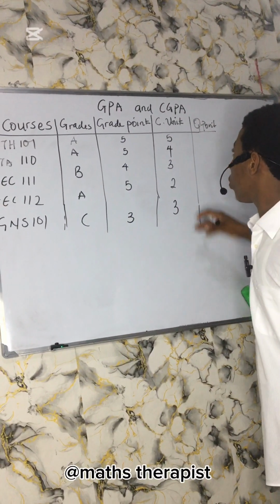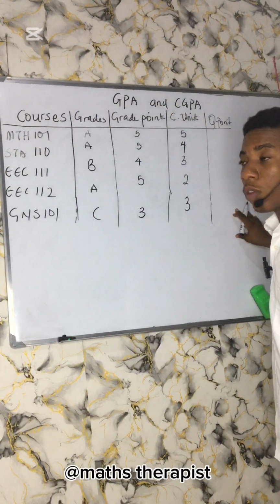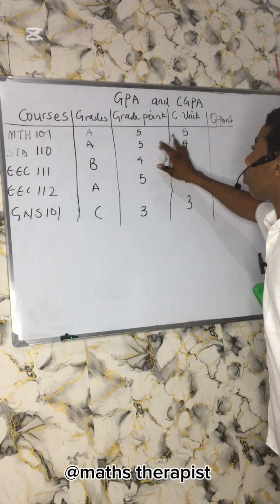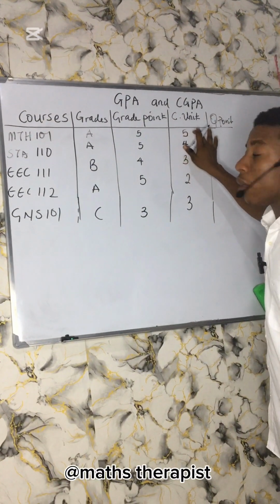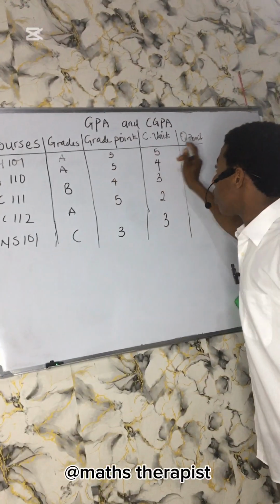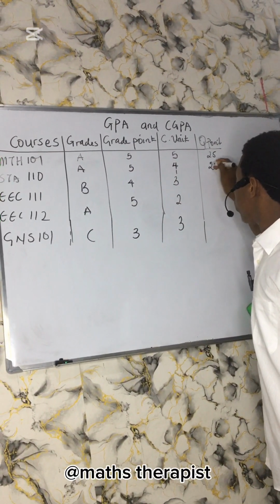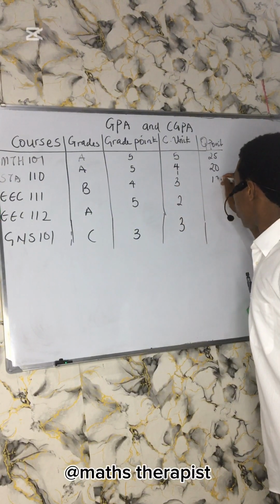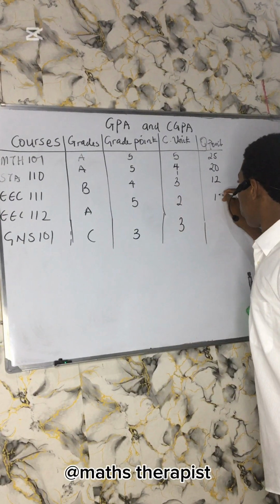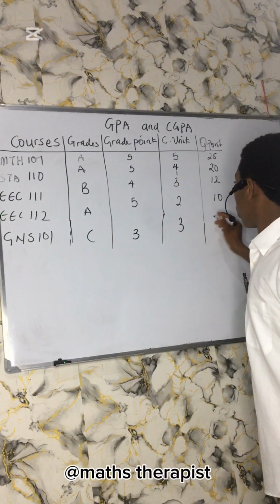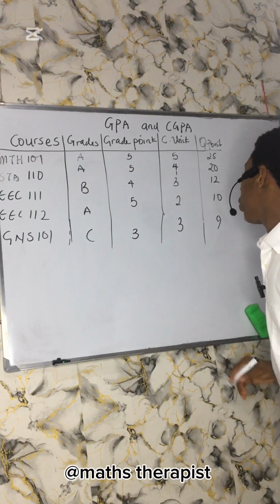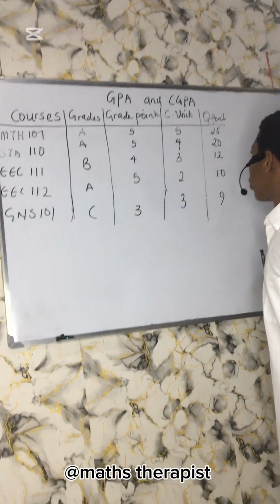The next thing is to calculate the quality point. What is a quality point? The quality point is the product of grade point times credit unit. So let's multiply. This will give us 25, this will give us 20, this will give us 12, 5 times 2 is 10, and 3 times 3 is 9. So from here we are going to calculate.